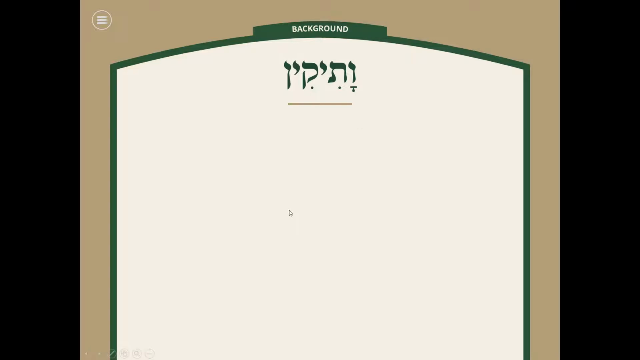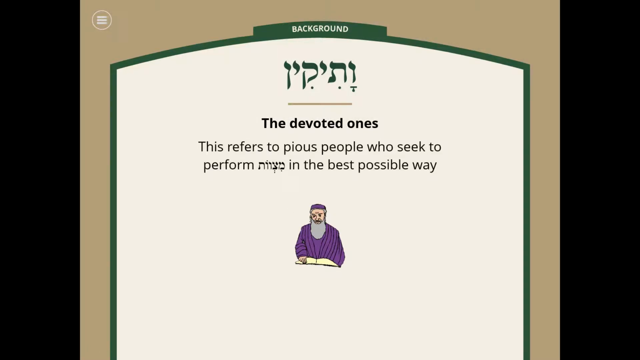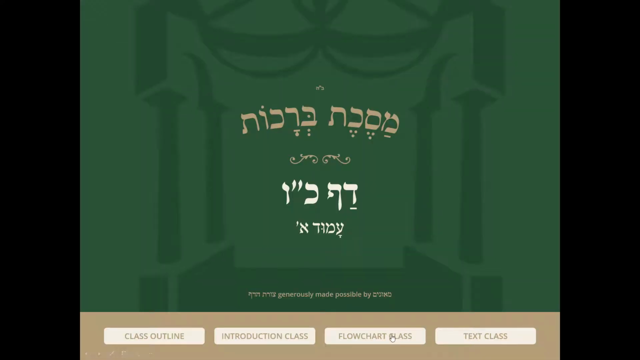The Gemara makes reference to a group of people that are called Vasikin, and it's explained over here that these are basically people who seek to do mitzvahs in the best possible way. Then we move on now to the 3rd and 4th sections. So these are essentially the actual content of the class itself. These were preparatory elements. We saw a bird's eye view of the structure. Over here we got the background information.